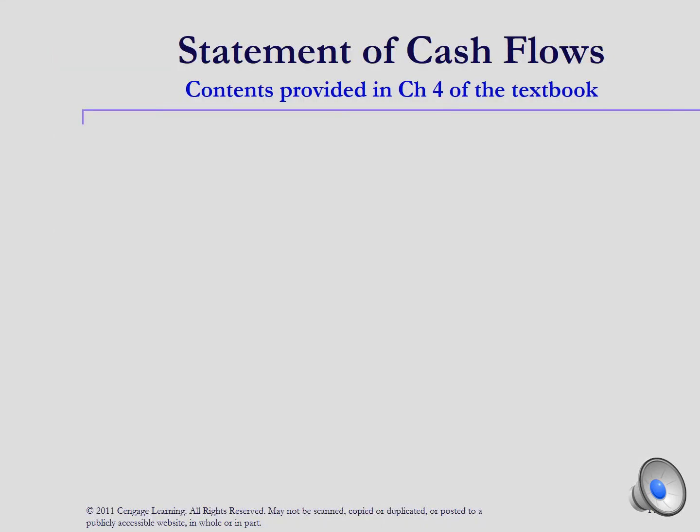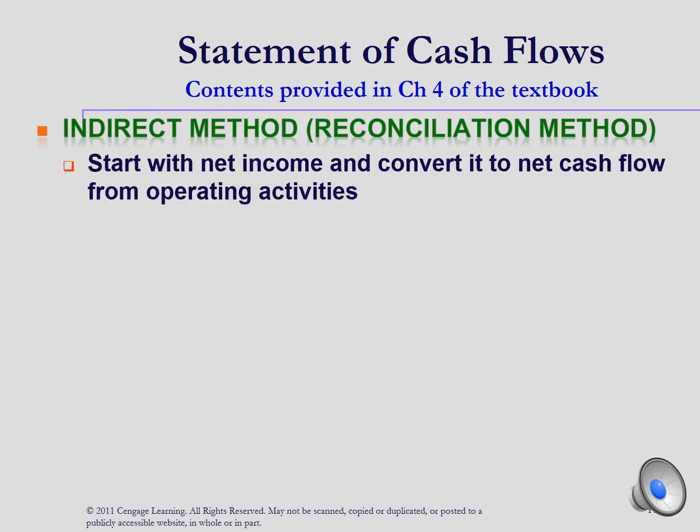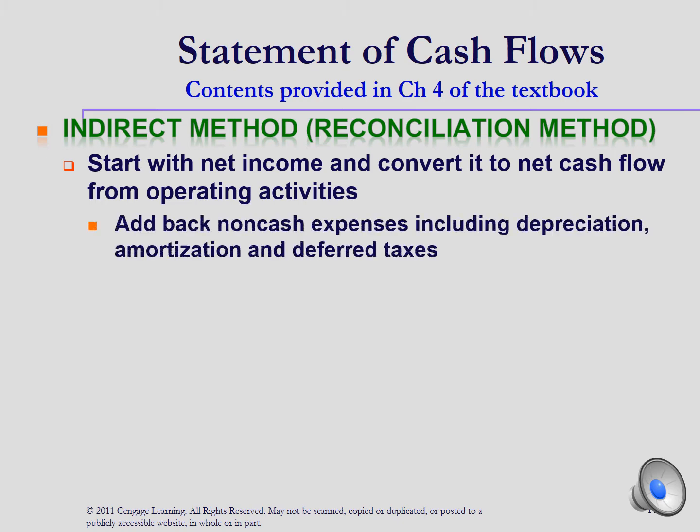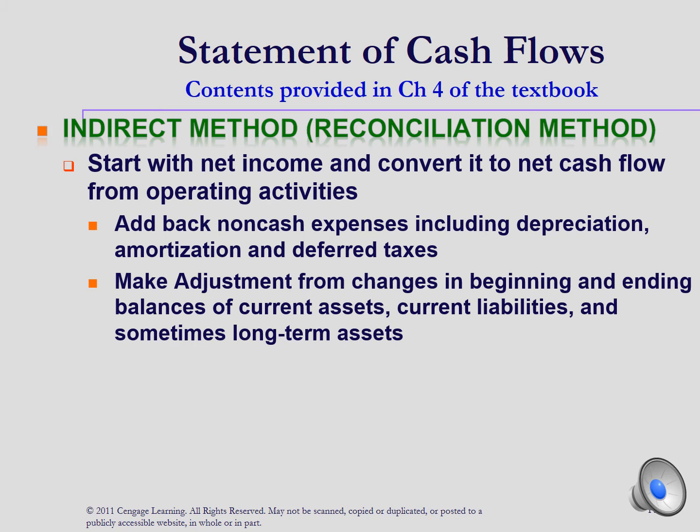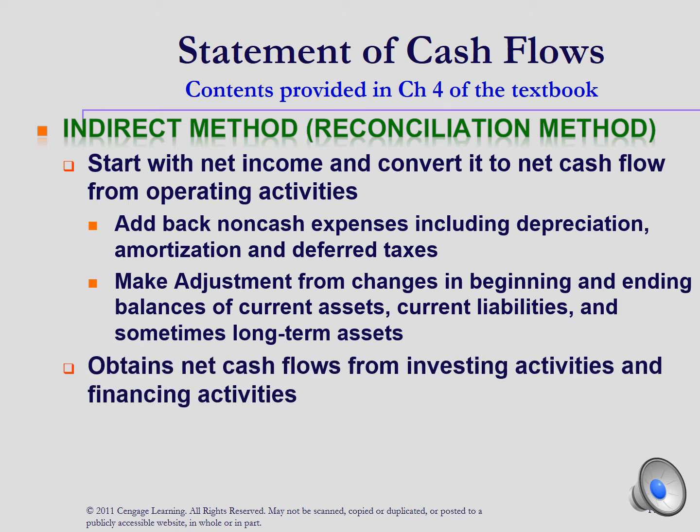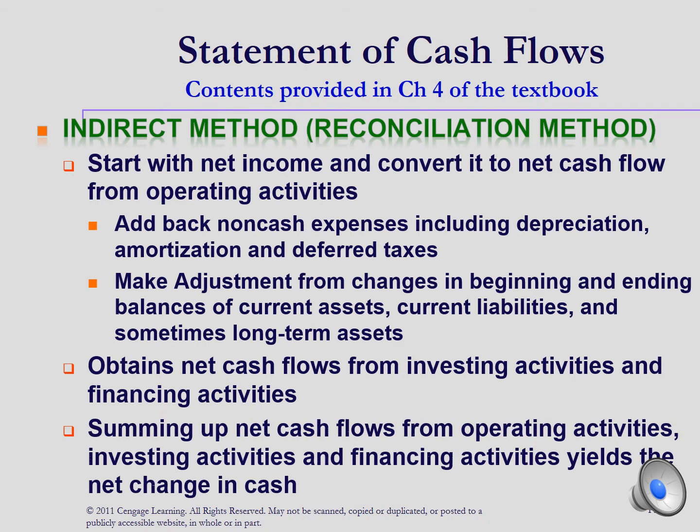By using the indirect method, the company starts with net income and converts it to net cash flow from operating activities, which requires adding back non-cash expenses including depreciation, amortization, and deferred taxes, and making adjustments from changes in beginning and ending balances of current assets, current liabilities, and sometimes long-term assets. The company obtains net cash flows from investing activities and financing activities. Summing up net cash flows from operating activities, investing activities, and financing activities yields the net change in cash.